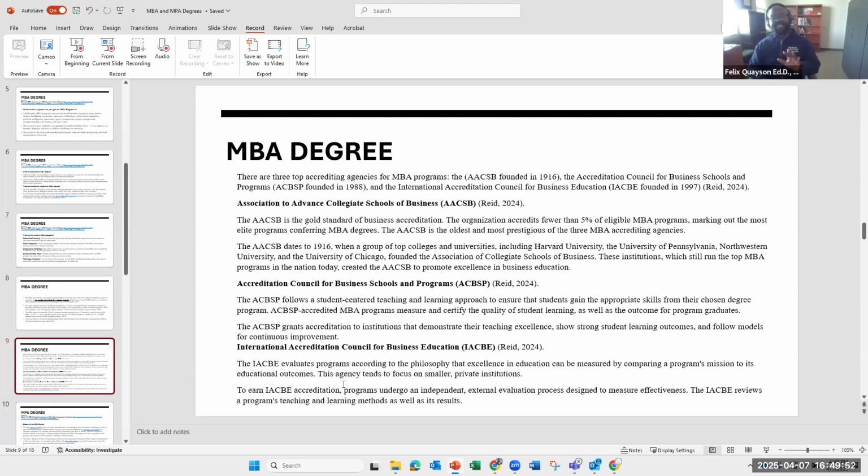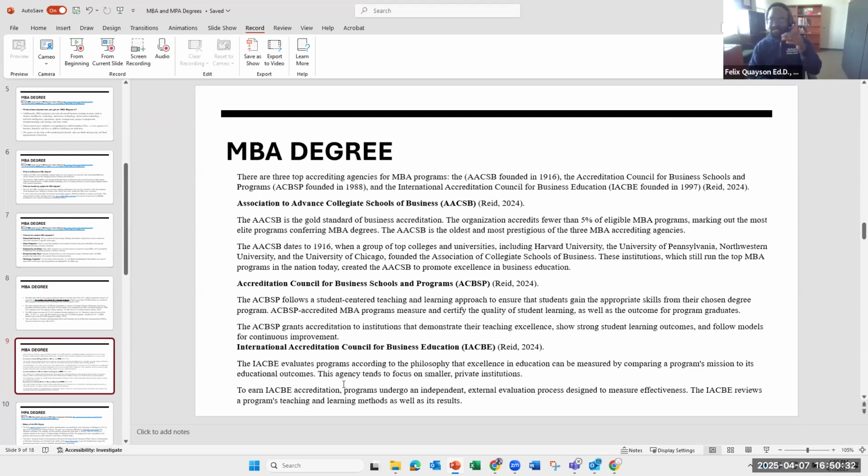Now, the AACSB, the Association to Advance Collegiate Schools of Business, is the gold standard of business accreditation. The organization only accredits fewer than 5% of eligible MBA programs. So it is a tough thing to seek accreditation from the AACSB. It marks out most of the elite programs conferring MBA degrees, so you have schools like Harvard, the University of Pennsylvania, which is UPenn, Northwestern University, and the University of Chicago.